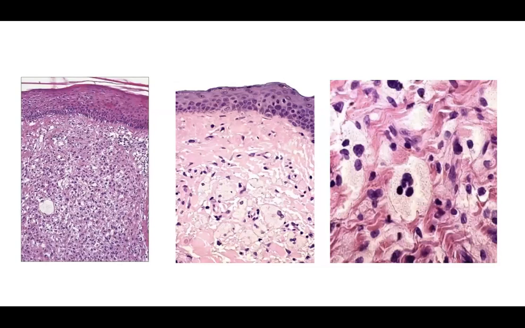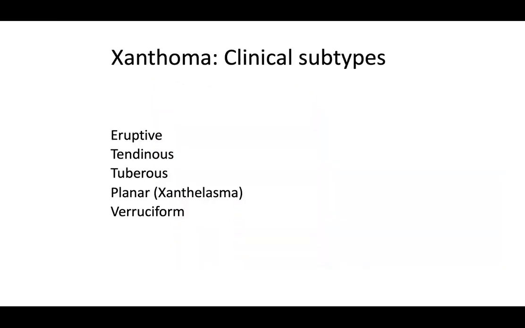So a low, medium, and high power view of the xanthoma here. You can just see these lipid-rich histiocytes. Xanthoma clinical subtypes include eruptive xanthoma, tendinous xanthoma, tuberous xanthoma, planar xanthoma. You see this in xanthelasma as well around the eyes, and verruciform xanthoma.